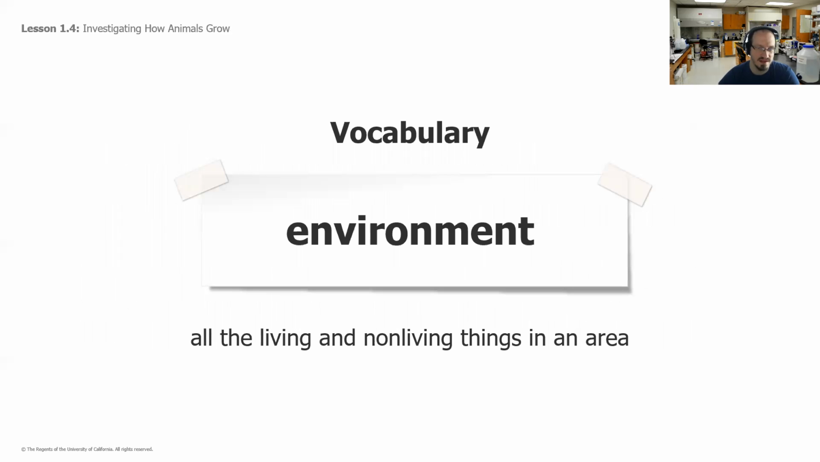And when we say environment, what we mean is all the living and non-living things in an area. So living things include things like plants, animals, fungi, bacteria, anything that moves and grows and makes more copies of itself. But the environment also includes the non-living things like the water, the soil, the air, rocks. So let's go ahead and write this definition down.